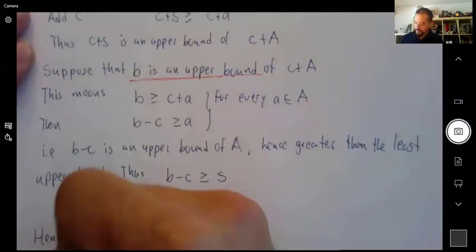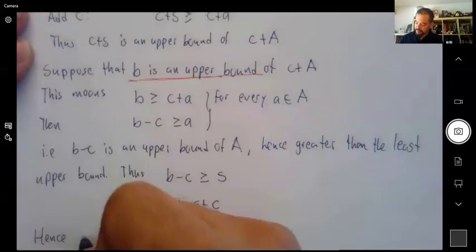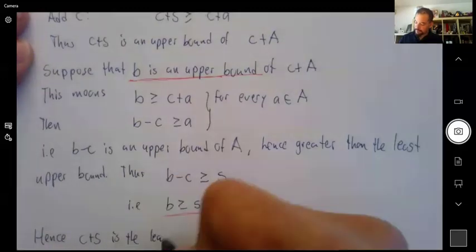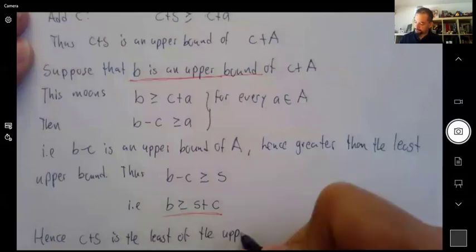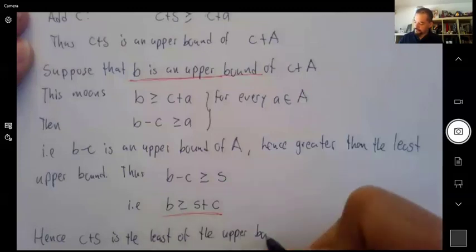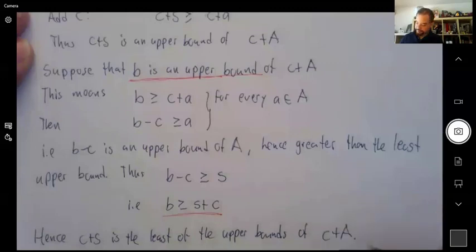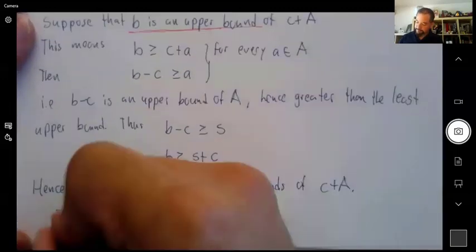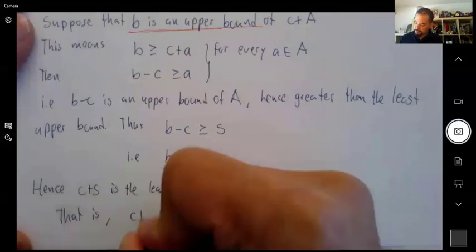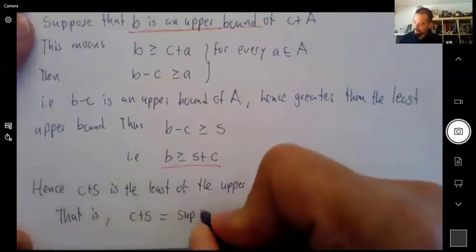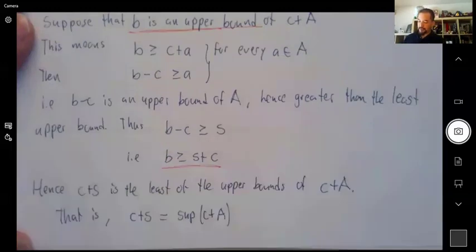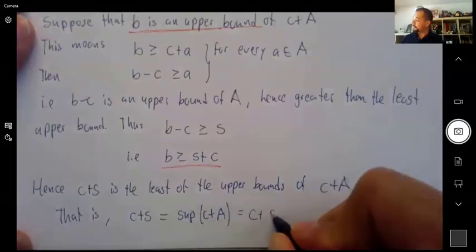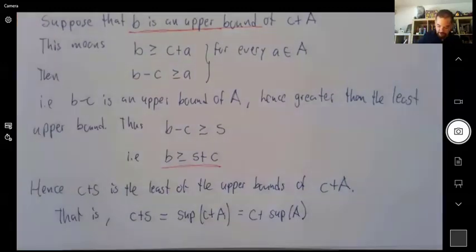Hence, C plus S or S plus C is the least of the upper bounds of C plus A. That is, C plus S is the supremum of C plus A, and that's what we wanted to prove, right? Remember that S was just a placeholder for the supremum of A. So this is C plus the supremum of A. All right? Okay, so that's a little example that I wanted to show.